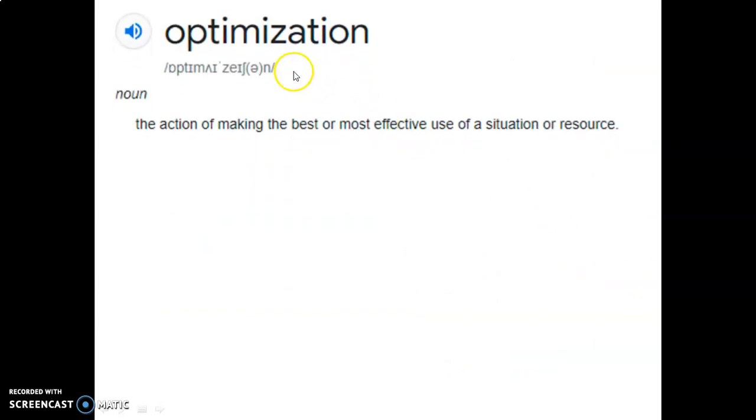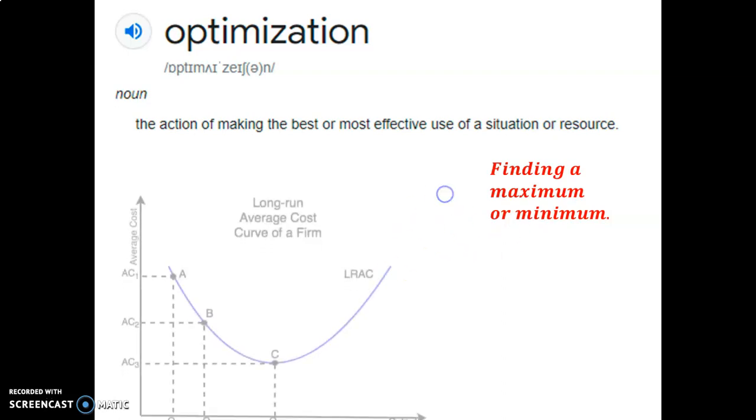Let's keep going. So we're going to talk about optimization. Optimization is the action of making the best or most effective use of a situation or resource. So most effective use. For example, in our situations, if we can find a maximum or minimum point for any function, we can say that's an optimal solution. It's either the least of something or the most of something, which is what optimization is all about, being efficient.